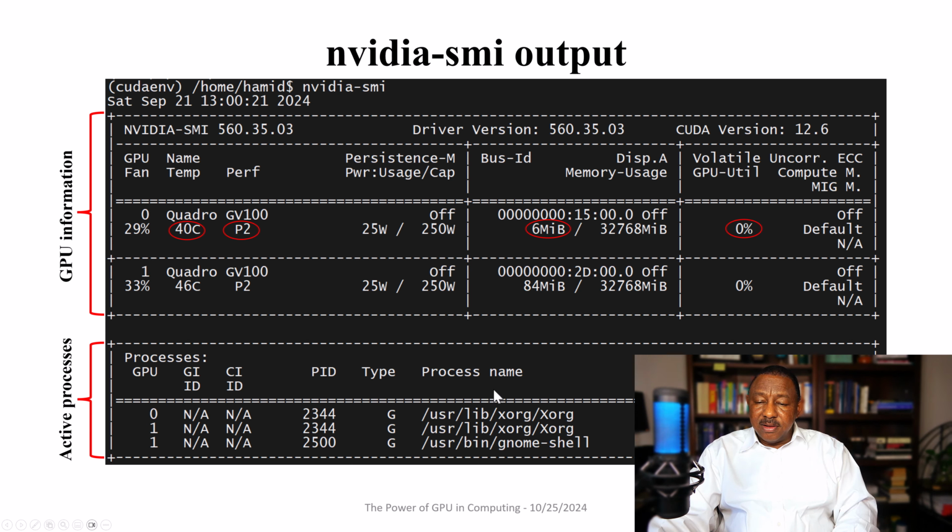The second table shows you the active processes that use the GPU. Here we have some default processes, because they are used just by the graphical user interface, so nothing computing is happening here. And this column tells you specifically about that: the processes running now or using the GPU are graphics.